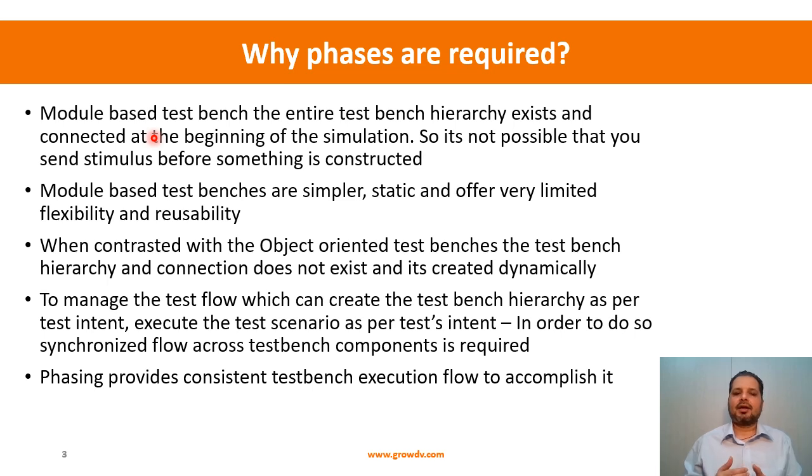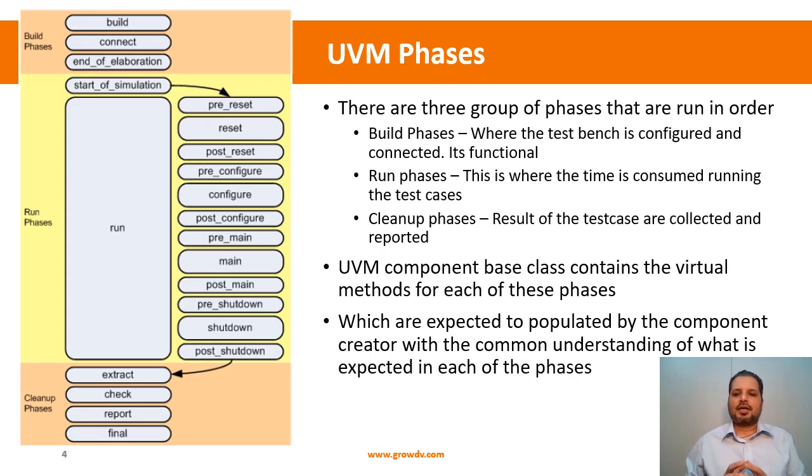So that is where you need the phasing, right, which provides that synchronization, and it provides the consistent test bench execution flow in order to accomplish this objective. So phasing, in a nutshell, is nothing but a set of functions and tasks that are executed in a certain order by the UVM root. Okay. Now, what are those set of functions and tasks?